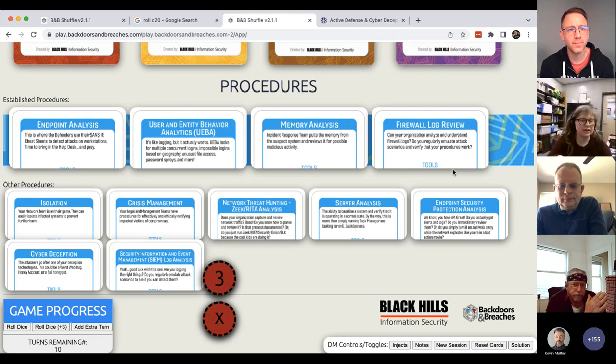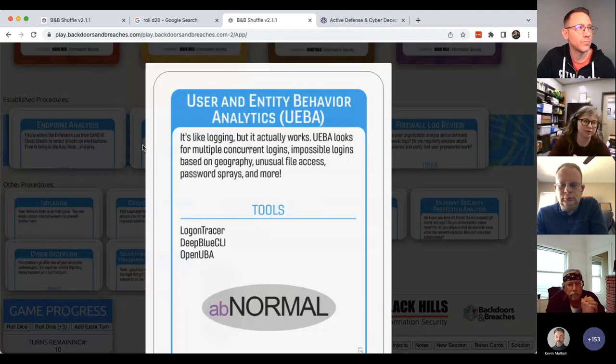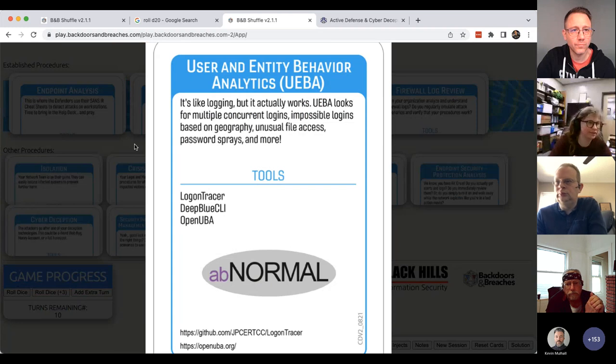Okay, Heather, thoughts? Yeah. So I would consider that any passwords any staff used for that system could be used on the system they're using at work. So that would be a good time to, I believe that's the UEBA, check where those passwords were used.